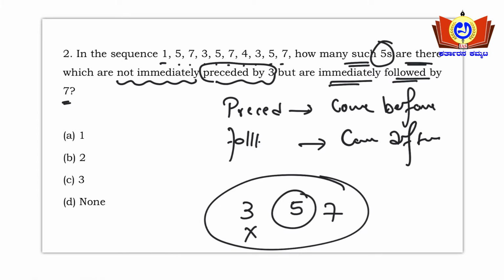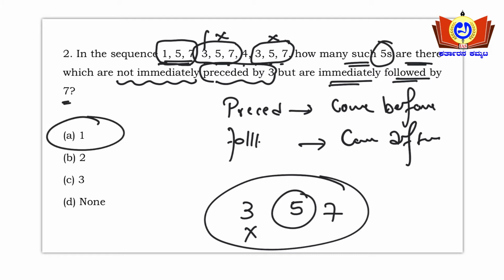When you see 1 5 7, 3 is not there and 7 is there, so we got this one. When you see 3 5 7, 3 is there, so this is wrong. The other 3 5 7 is also wrong. So only one sequence fits the conditions of the question. Option A is the right answer. Moving on to the next question.